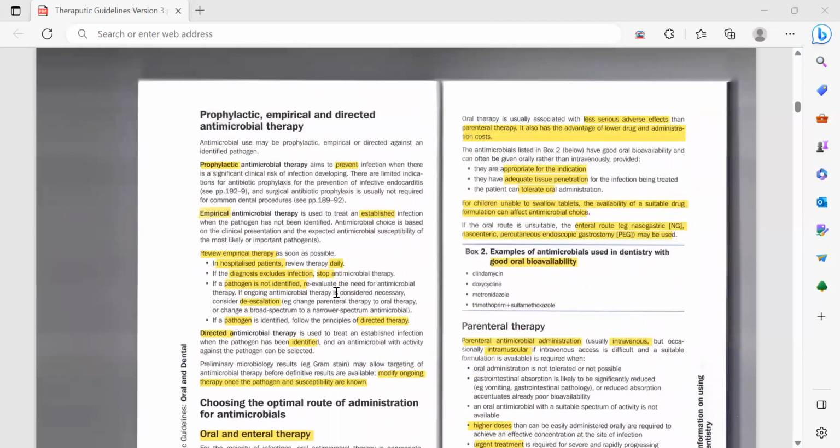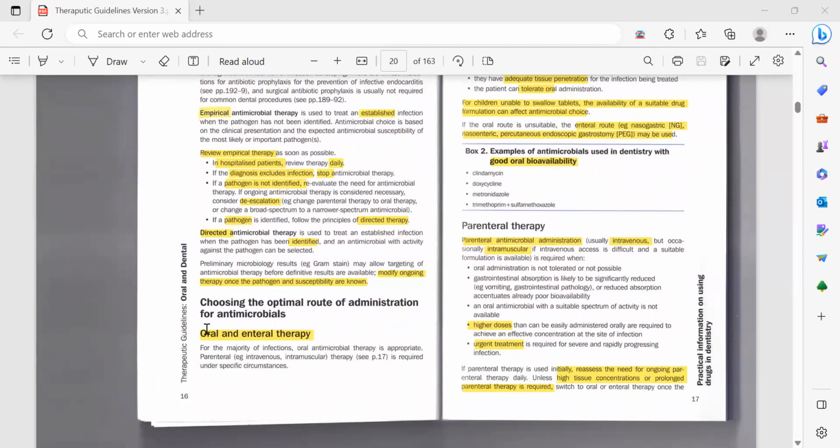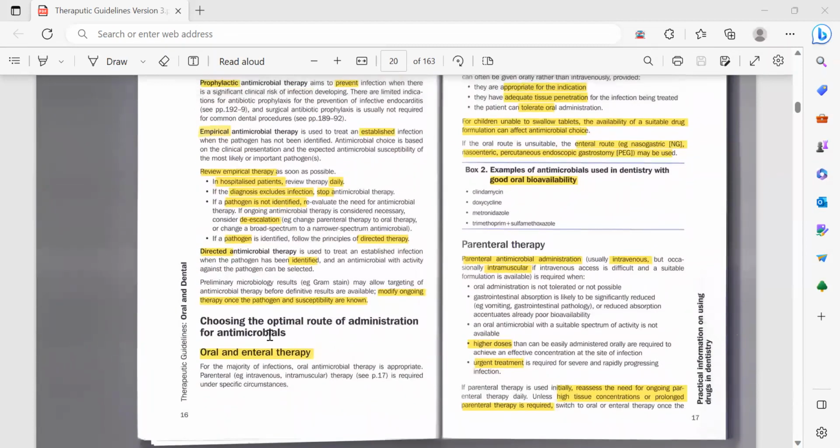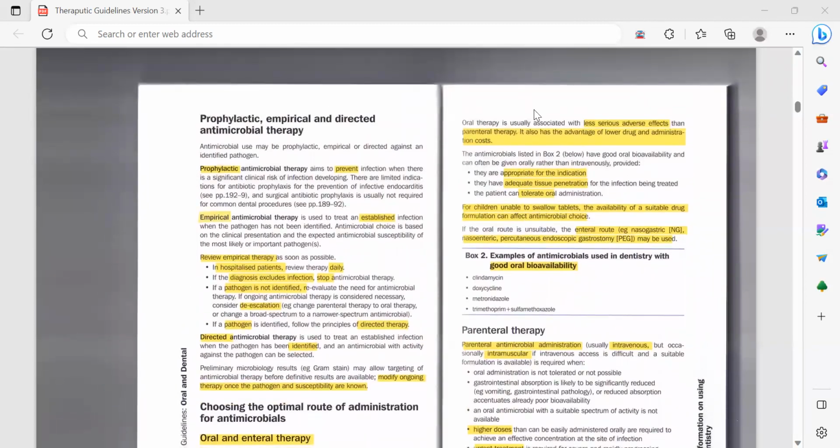Choosing the route. Now we know the types of antibiotic. So now the routes. There are certain routes by which we can give the drug to the patient. First of all is the oral and enteral therapy, which is the most commonly used. Oral therapy is usually associated with less serious adverse effects than the parenteral, because in the parenteral route we prescribe a higher dose, right?